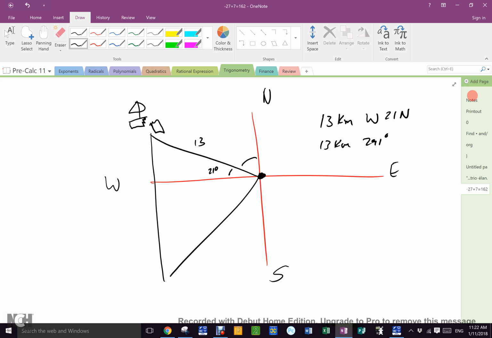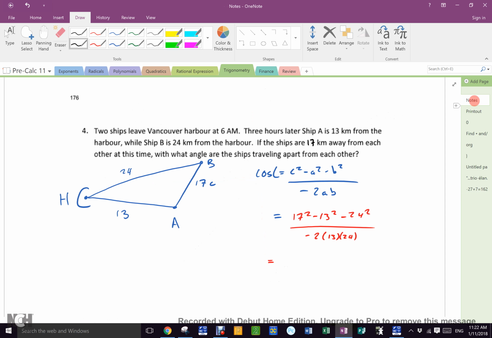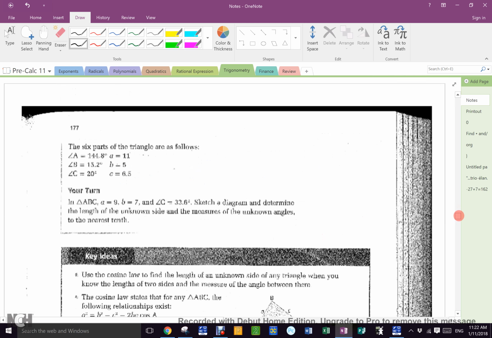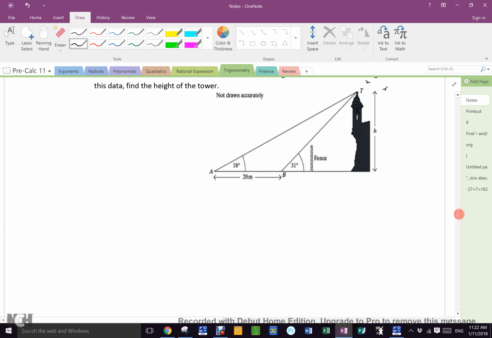Who has an answer for me? 43? Anybody corroborate that? We're happy with 43 kilometers apart? Yeah? Okay. Oh, the angle. Yeah. Sorry, guys. That's a right triangle. It's 43 kilometers. No. Thank you. So you remembered to shift cos at the end.